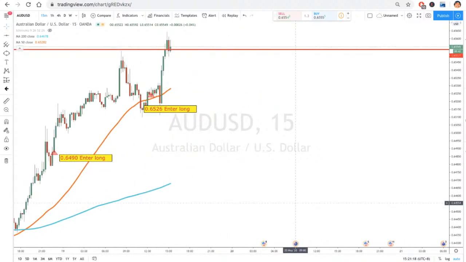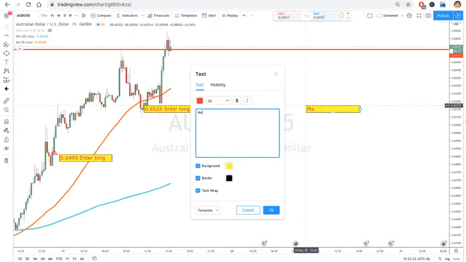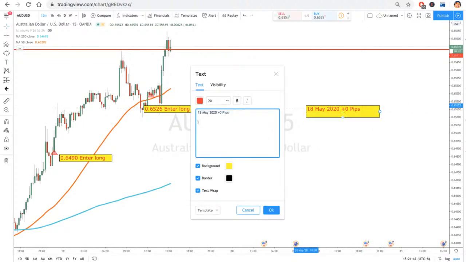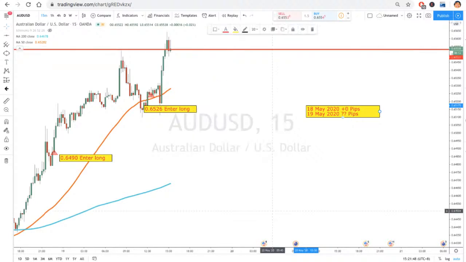Yesterday, let's recap, 18 May 2020, plus 0 pips. We were stopped out at break even, so we did 0 pips yesterday. Let's see, 19 May 2020, how many pips will we make? We are already in here, at 0.6490.